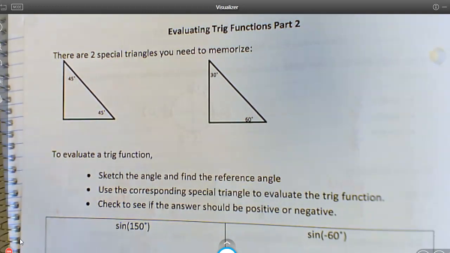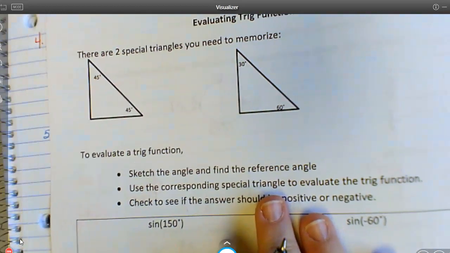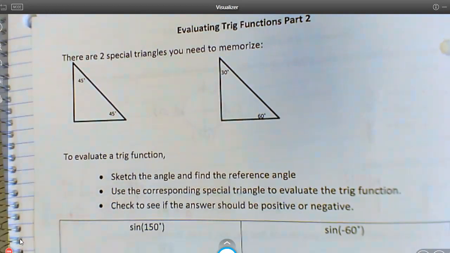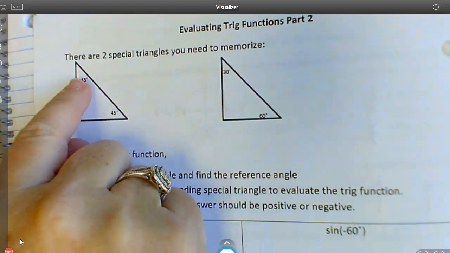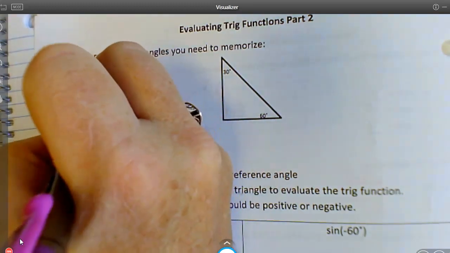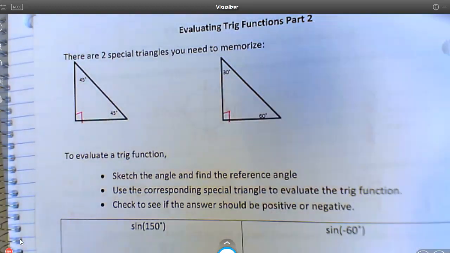This next part is important because it helps us to actually figure out what the answer is going to be. Okay? We figure out the positive and negative by using what we just talked about. But then we use these triangles to figure out the actual answer. So, there's two special triangles, and you may have heard about them, maybe in math too. We have a 45-45-90 triangle, and we have a 30-60-90 triangle. Both of those are special triangles.